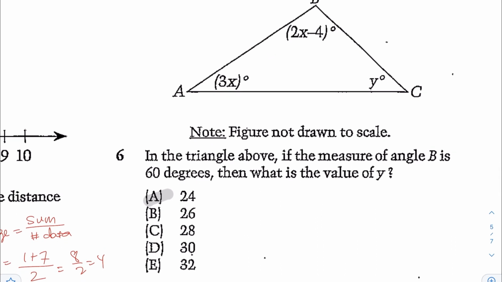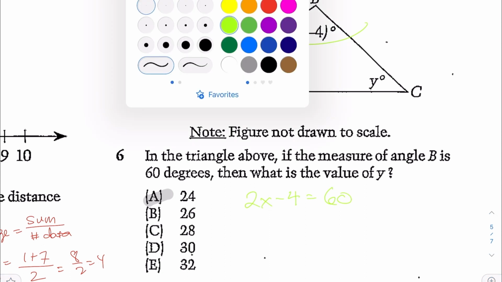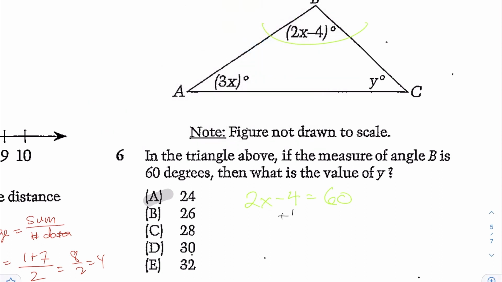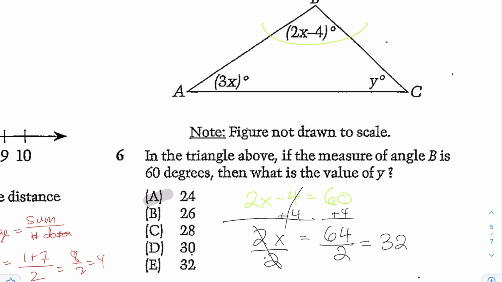All right, next you have this triangle above. Again, if we're not drawing to scale, the measure of angle B is 60 degrees. Then what's the value of y? So here, angle B is given as 2x minus 4, and you're given that this is equal to 60. So to solve for x, you'll have to use inverse operations. First, add 4 to both sides. That cancels out the negative 4, and you end up with 2x is equal to 64. Then the opposite of multiplying is dividing, so you'll divide by 2, and you get that x is equal to 32.